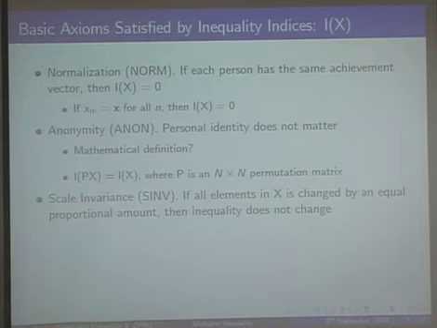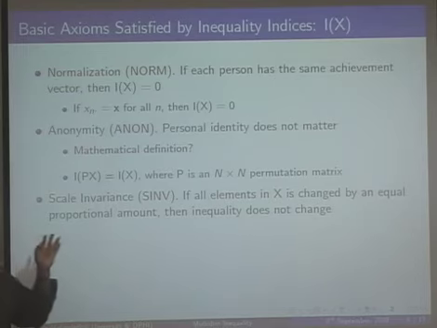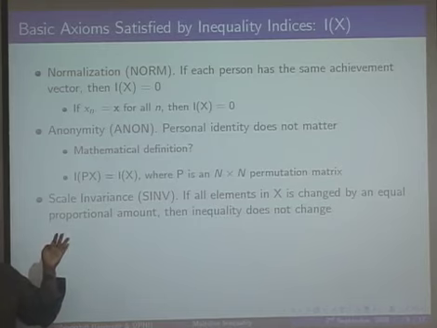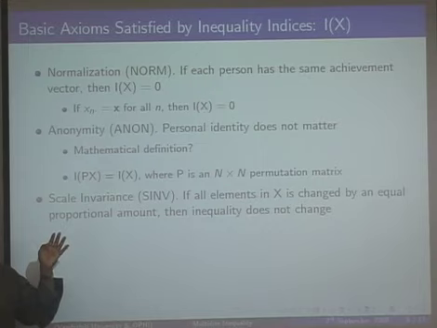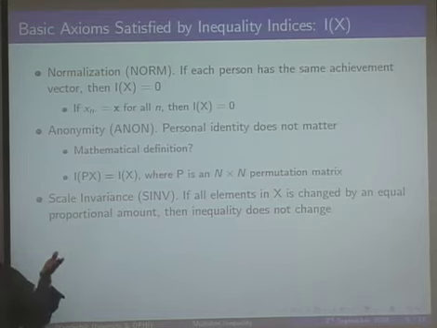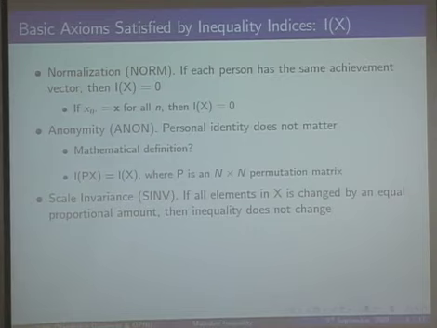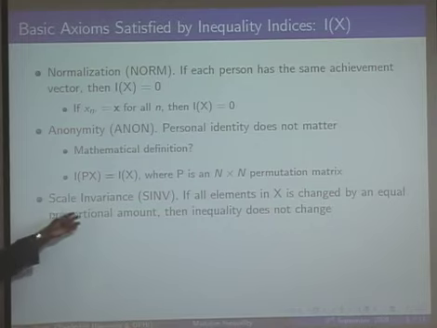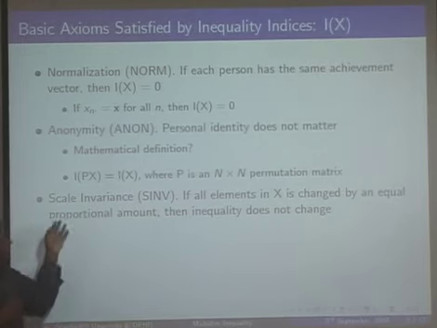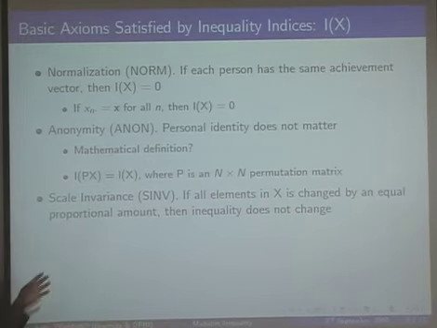Scale invariance: if all elements in X are changed by an equal proportional amount, the inequality does not change, or rather shouldn't change. Any related axiom you found in the Human Development Index? Proportional change, homogeneous, so linear homogeneity. When you increased everybody's achievement in the same proportion, welfare increased in the same proportion. Here, if you increase everybody's achievement in the same proportion, then inequality shouldn't change.